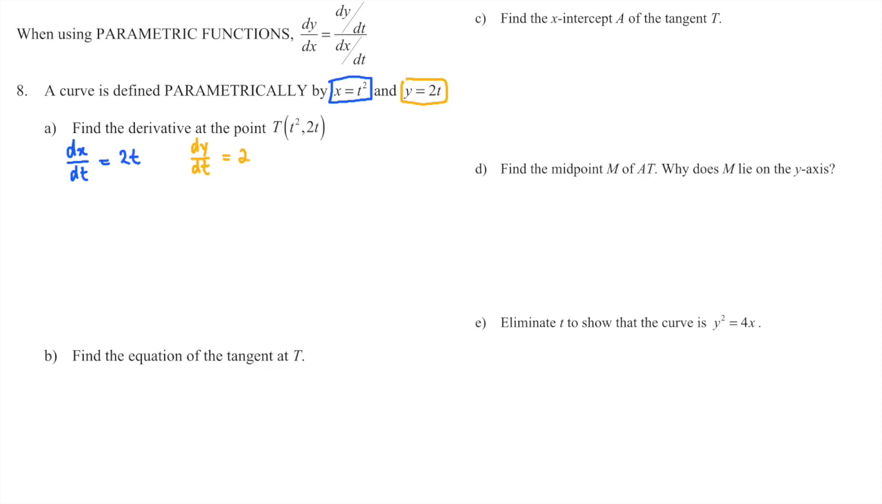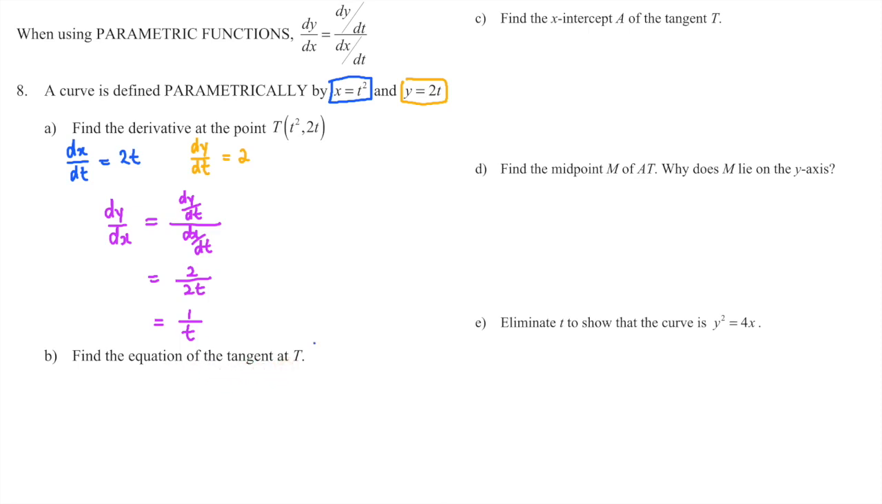So now we can actually find dy/dx, because we're told dy/dx equals dy/dt over dx/dt. That's the formula here. Now dy/dt we know is 2, and dx/dt is 2t. The 2's cancel, so you get the derivative is 1 over t. In part B it says to find the equation of the tangent at t.